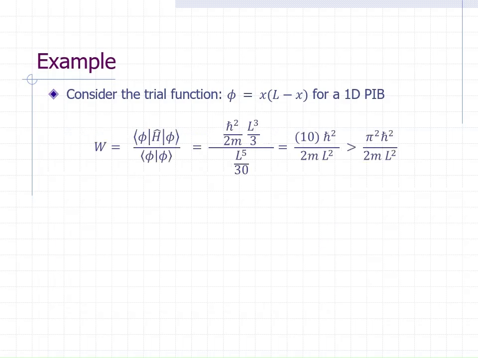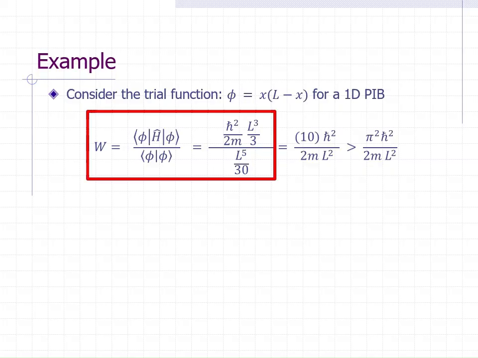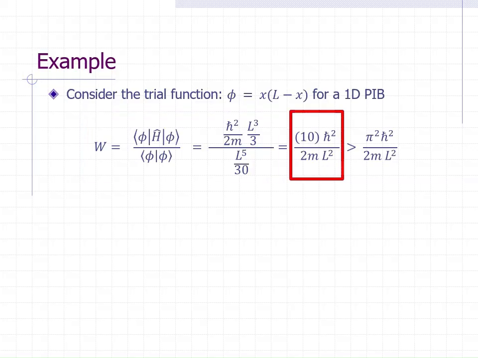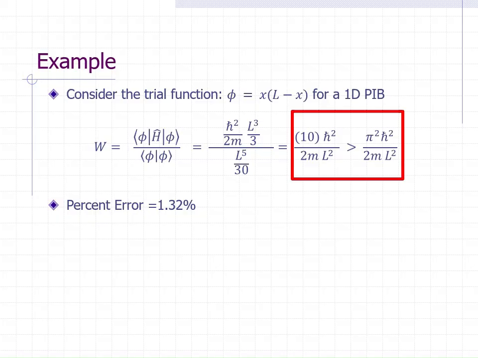Plugging the definite integrals we just evaluated into the expression for variational energy W, we find W to be equal to 10 times h bar squared over 2mL squared. You can easily verify that this is greater than the true ground state for a particle in a box of length L, which we can write as pi squared times h bar squared over 2mL squared. The relative error is 1.32%.